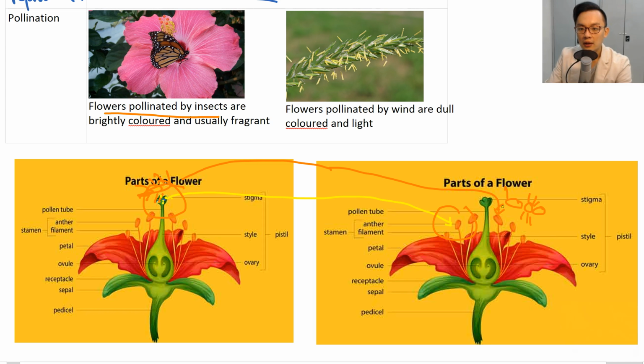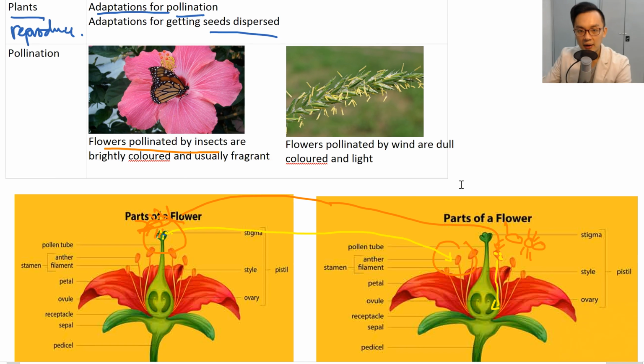All right, and the insect will land on this part of the flower, and the pollen seeds will then touch the anther, and it will go down to the filament, and it will go into the ovary and ovules. All right, so that's how pollination works by insects.